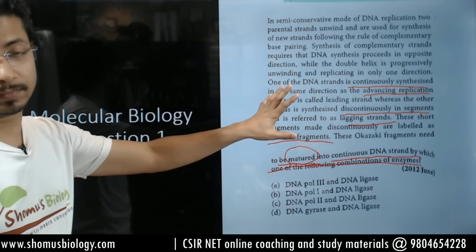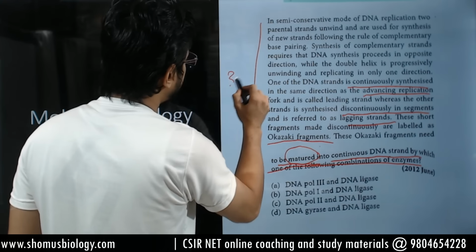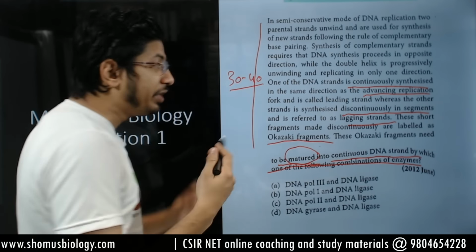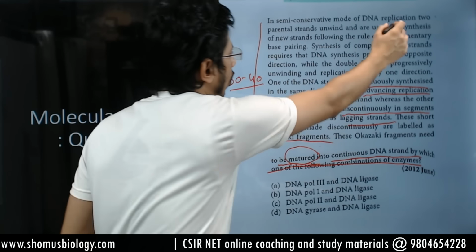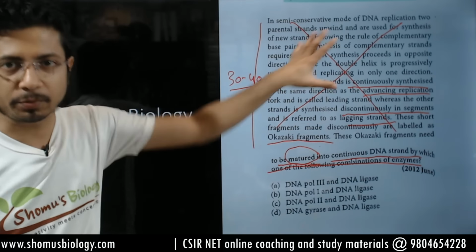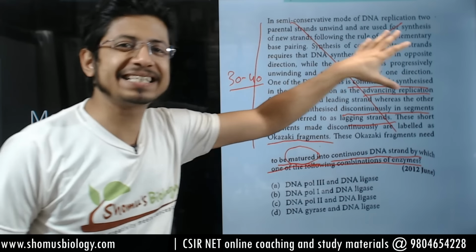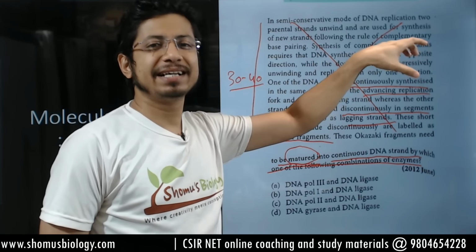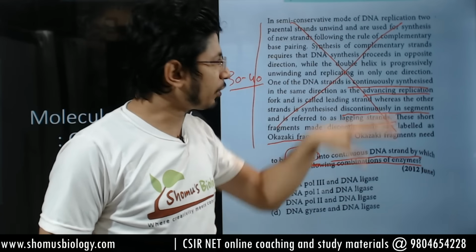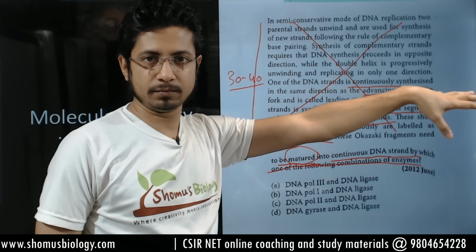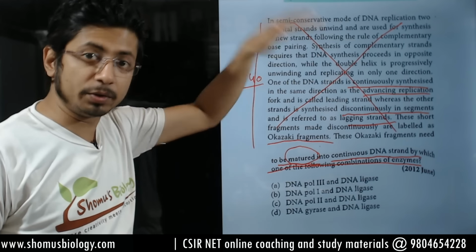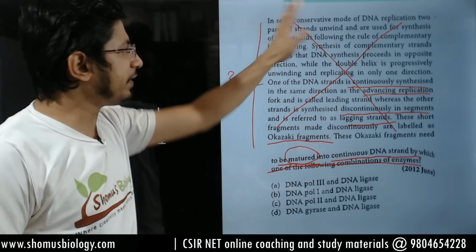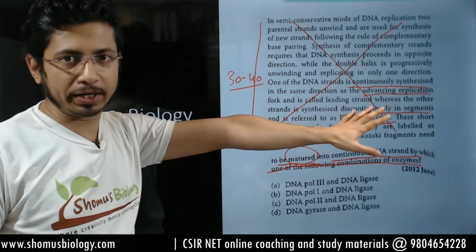Okay. So it took me around 30 to 40 seconds to read all this, and this is all rubbish. This question is a typical example of how CSIR kills your time. A question like this will kill your time, and once you read from start to the end, you'll forget what they said in the beginning, so you need to read it again. So you'll invest 1 minute, 1.5 minutes for reading.